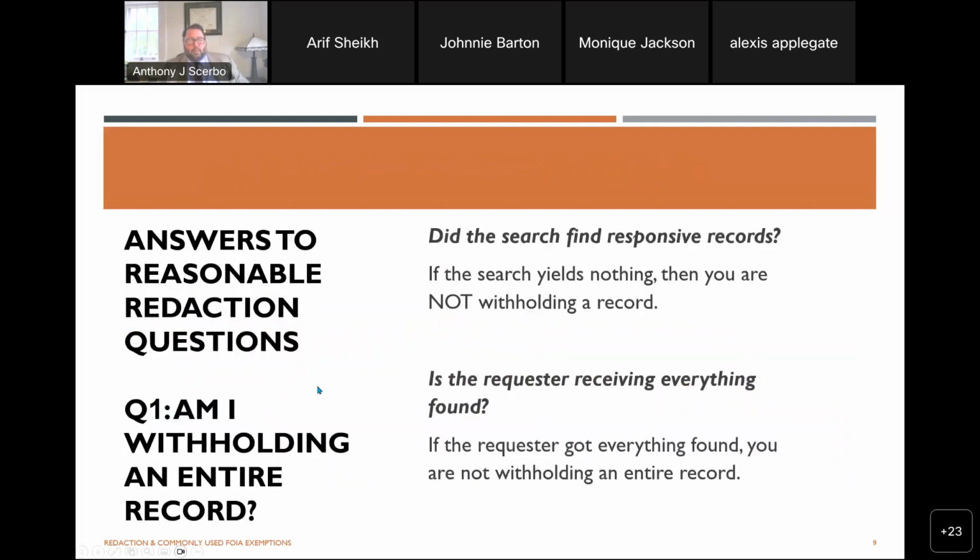So first question, are you withholding the entire record? You asked, did you find responsive records in your search? If there's nothing, then you're not withholding a record. You are not required to provide something that does not exist. And then, is the requester receiving everything that you did find, if you found something? So if the requester got everything you found, including nothing, then you're not withholding an entire record.